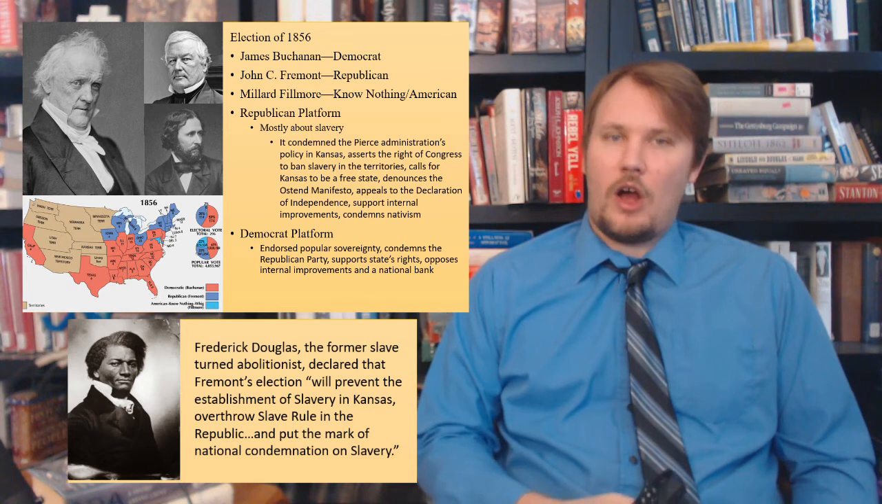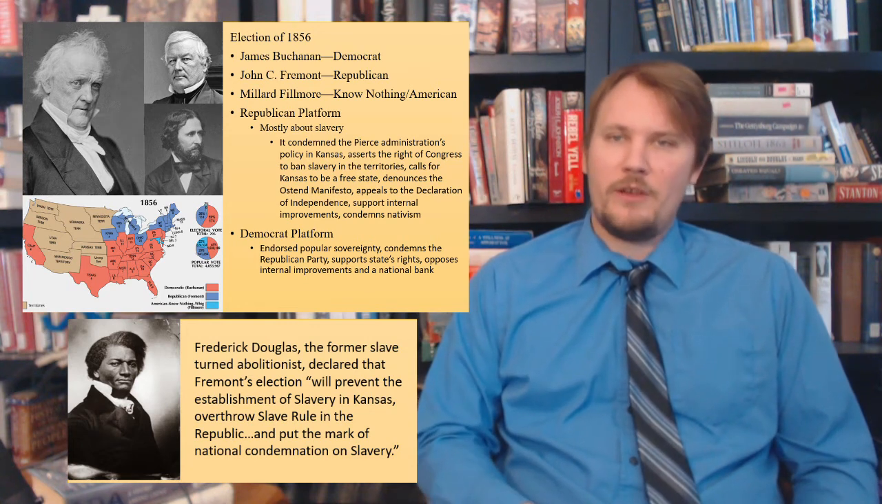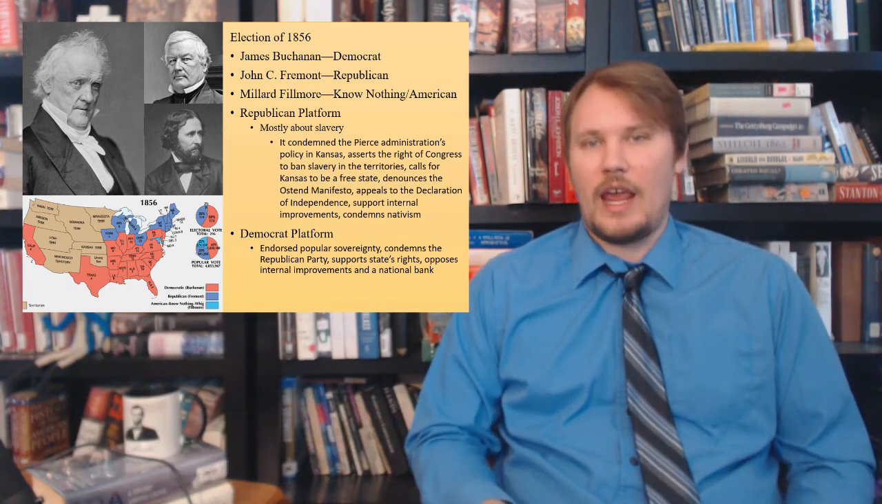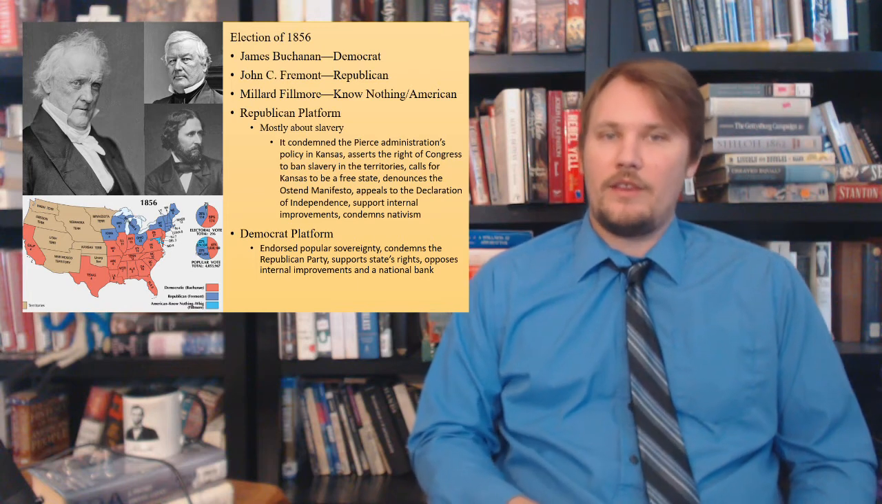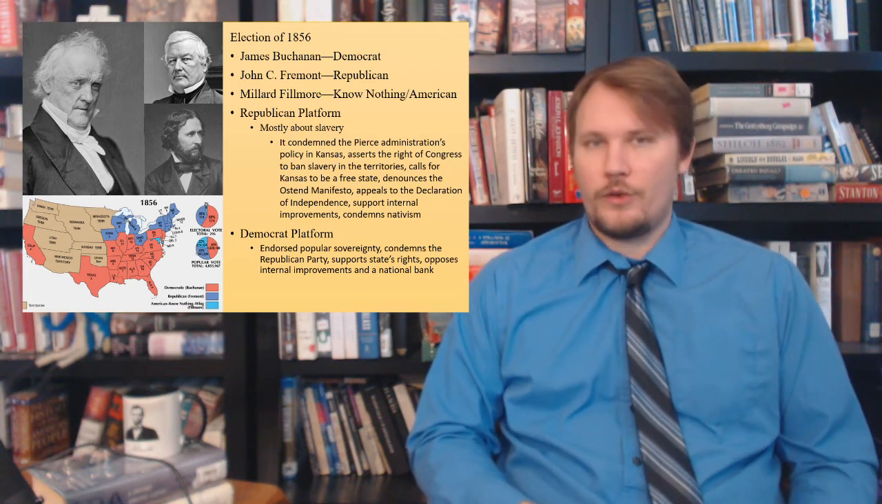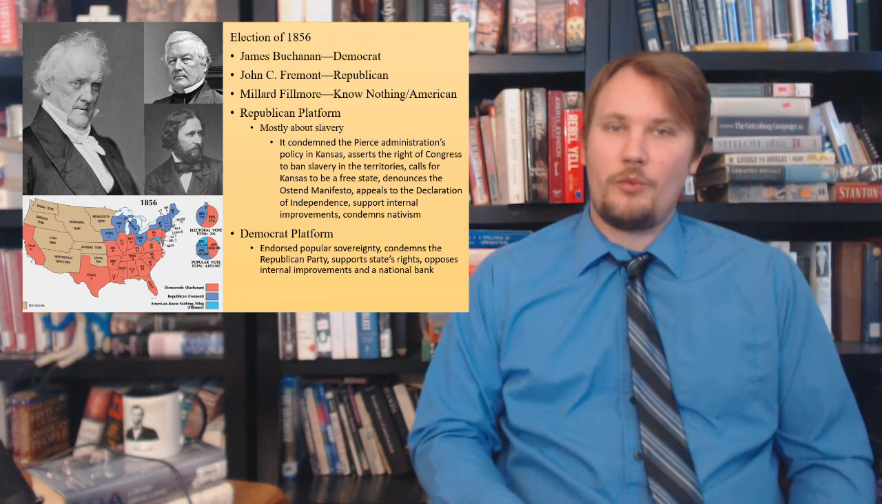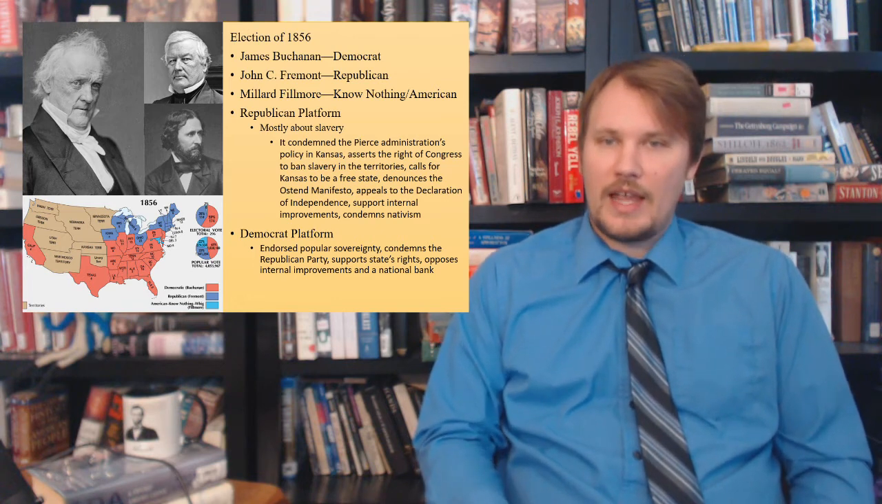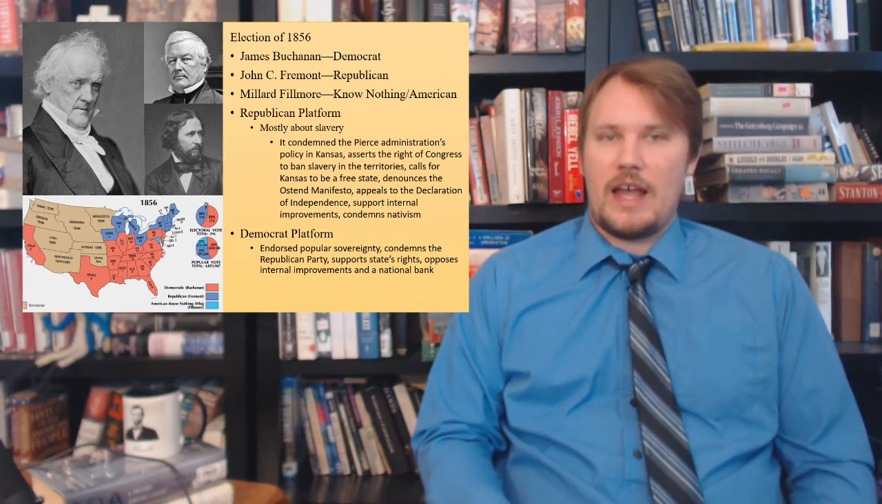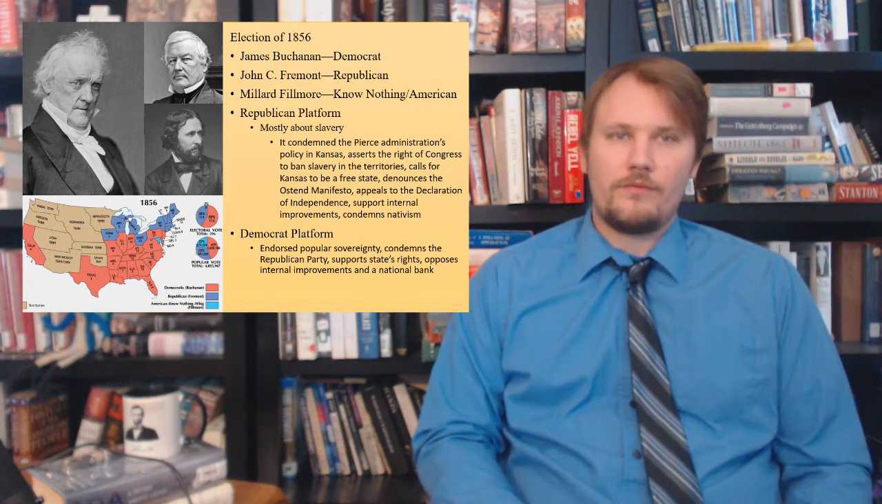The Republicans also go on the offense. They blame the Democrats for bleeding Kansas and the caning of Charles Sumner and the attempt to spread slavery to the territories. Buchanan ends up winning the election. He wins in a landslide. He wins the South and the lower North.